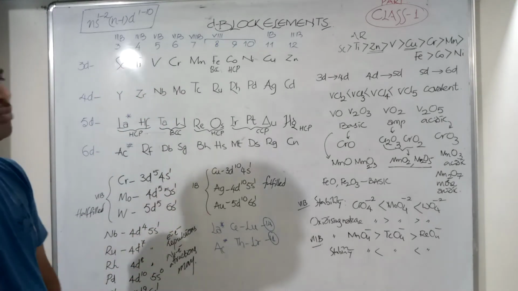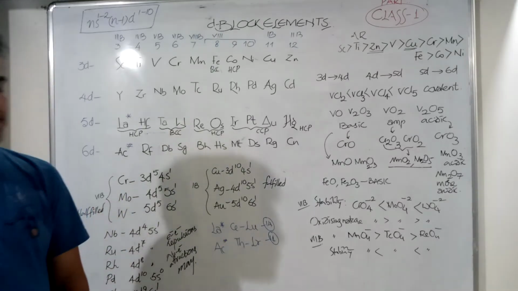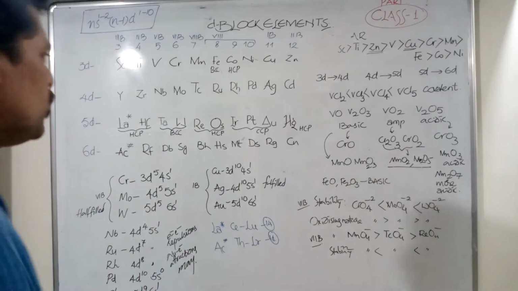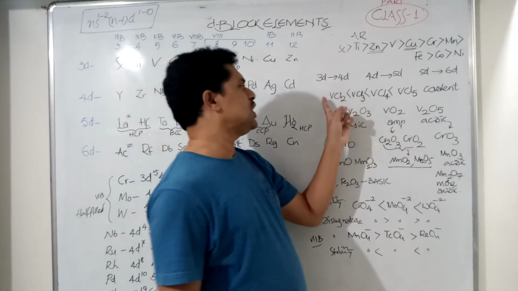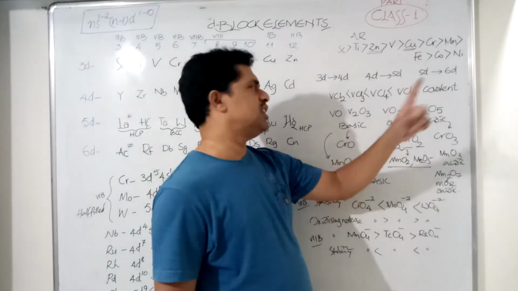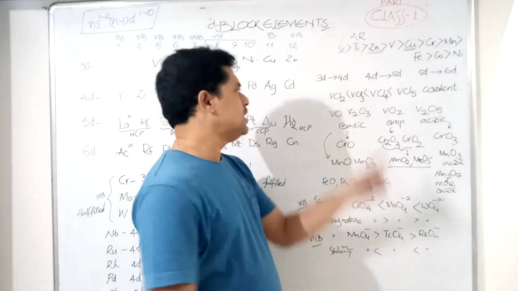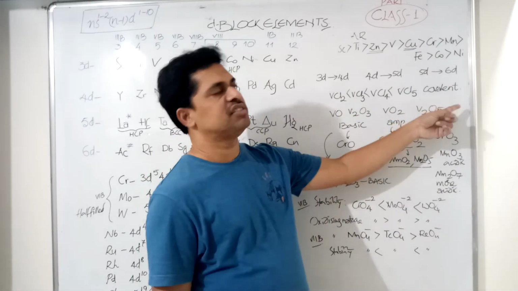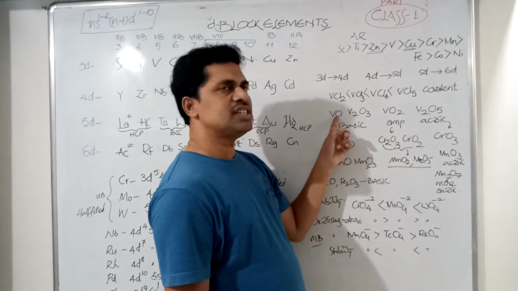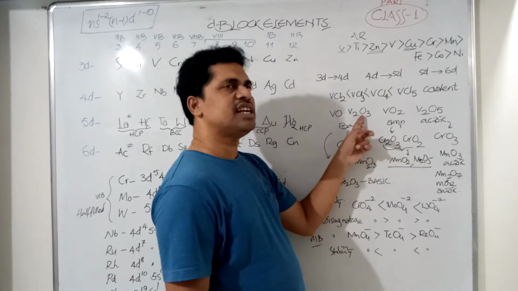Then we need to discuss the oxidation states. Before going to oxidation states, we'll have a look at this. As you can see, as oxidation state increases, the covalent character is increasing. Vanadium +2, +3, +4, +5. Covalent character is increasing. Oxides, you see, lower oxidation state oxides are basic.